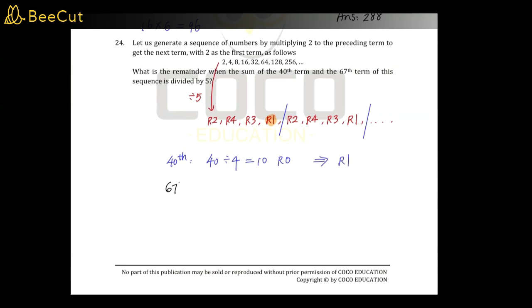Then the 67th term, 67 divided by a pattern of 4 numbers. This is 16, remainder 3. Remainder 3 is the third number of the pattern. This is R3. So let's add them together. Sum of the remainder is R4. So the answer is 4.